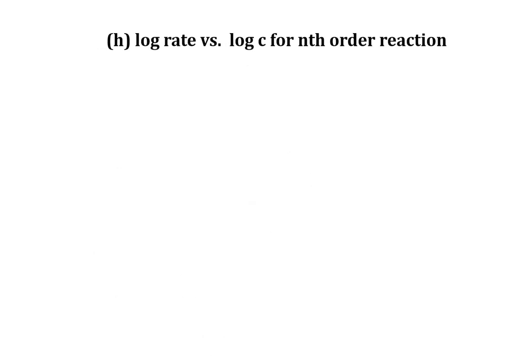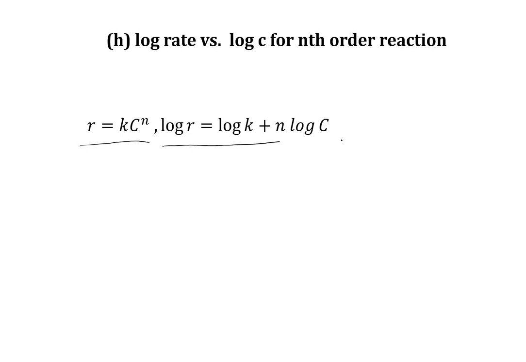The next question: log rate versus log C for the nth order reaction. This time it demands that you start with the general nth order rate law, r equal to kc to the power n. But log is in the question, so you take log r equals log k plus n log c. So again, it's not that difficult to understand what the plot is going to be.